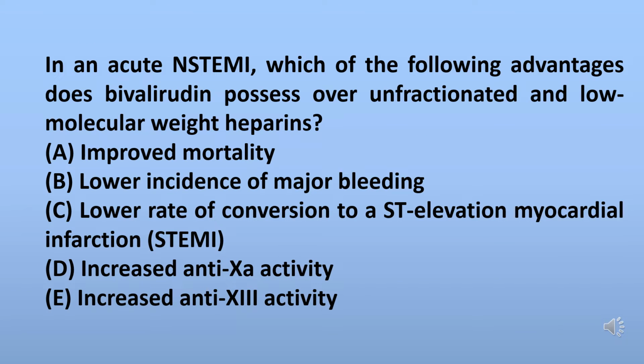In an acute NSTEMI, which of the following advantages does bivalirudin possess over unfractionated and low molecular weight heparins? A. Improved mortality. B. Lower incidence of major bleeding. C. Lower rate of conversion to ST elevation myocardial infarction, STEMI. D. Increased anti-10 activity. E. Increased anti-13 activity.